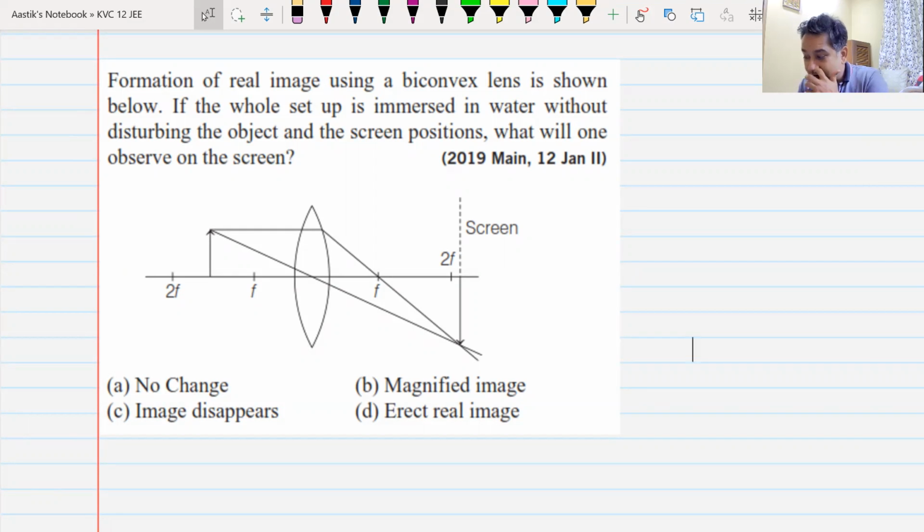Formation of a real image using a biconvex lens is shown below. If the whole setup is immersed in water without disturbing the object and the screen position, what will be observed on the screen? Last question.